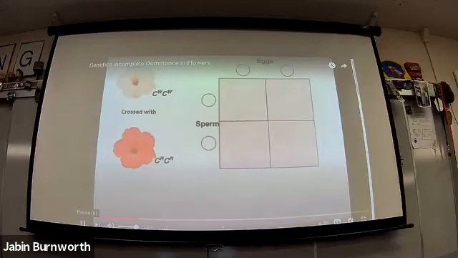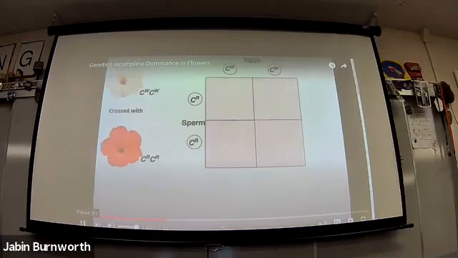Okay, we'll put them in a Punnett square. We'll put the white flower's gametes up on the top. Let's put the red flower's gametes on the side here. Once we combine these gametes, let's see what happens. So first off, we're going to get two pink flowers, CR, CW, CR, CW.